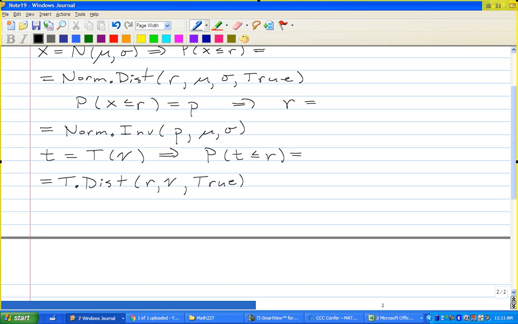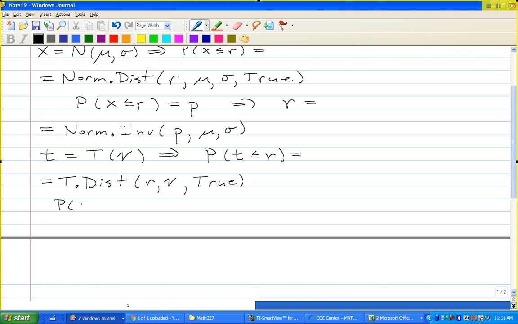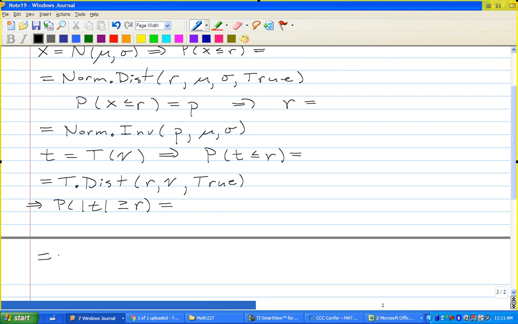Okay. If you wanted to figure out the probability that the absolute value of t is greater than or equal to r, then you'd use the command t distribution, and it's going to be two-tailed. So you have r and your degrees of freedom.